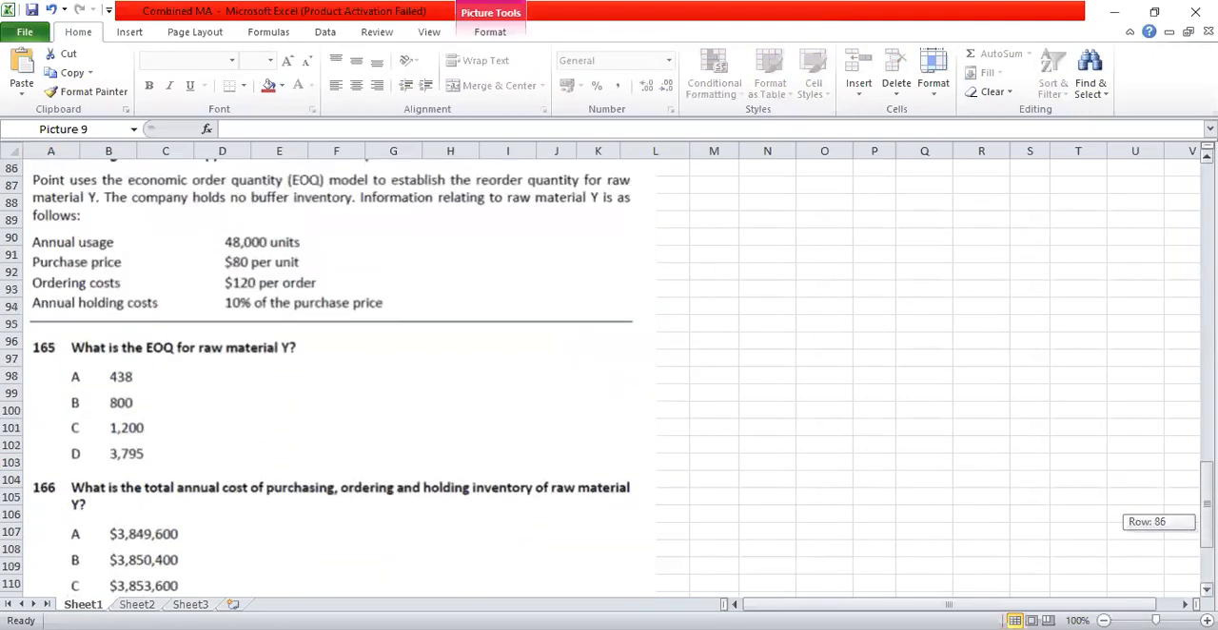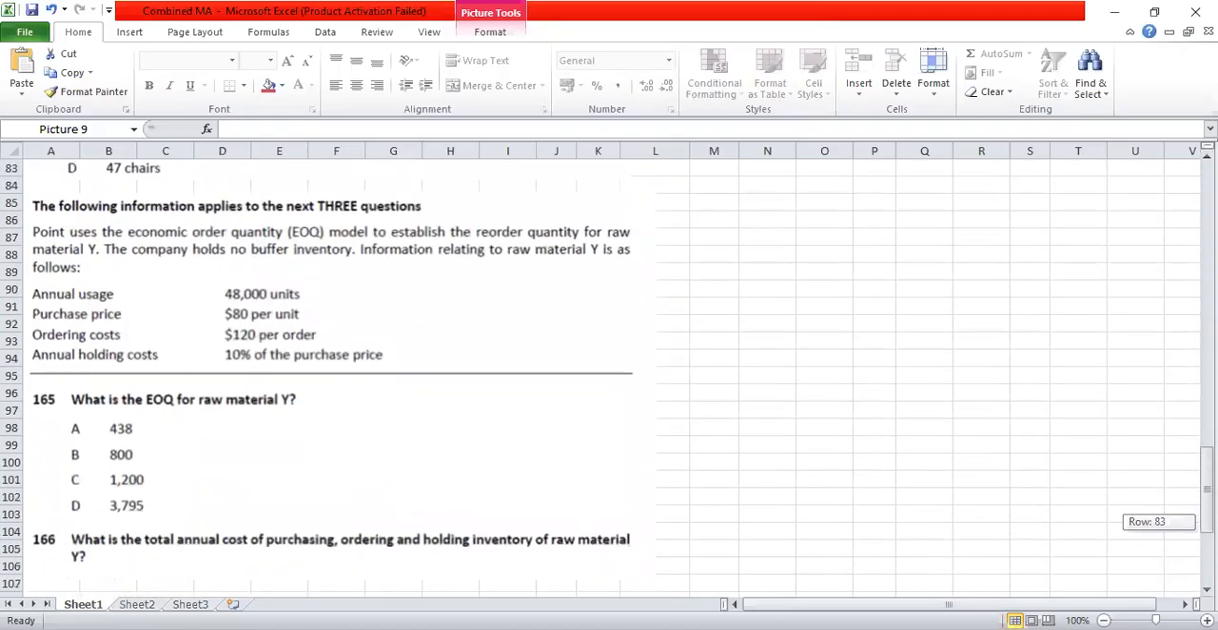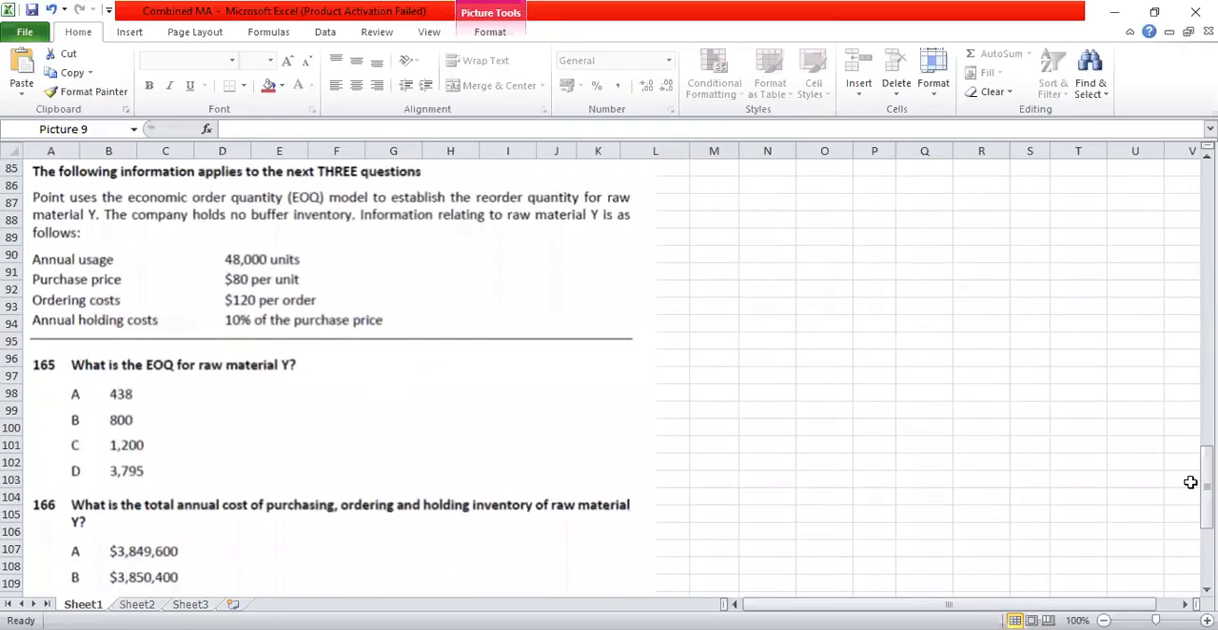Okay, so we'll take up the following information that applies to the next three questions. The company uses the economic order quantity model to establish the reorder quantity for raw material Y. The company holds no buffer inventory. Information relating to raw material Y is as follows. We have annual usage as 48,000 units, then purchase price is 80 per unit, ordering cost is given 120 per order, annual holding cost is 10% of the purchase price. What is the EOQ for raw material Y?